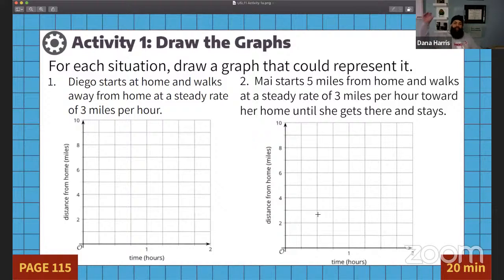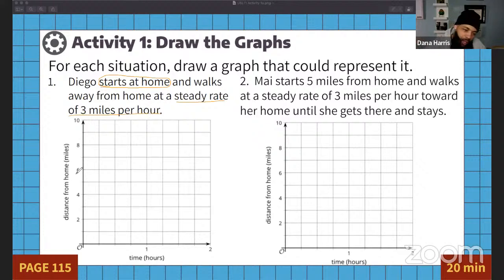Activity one. It says, for each situation, draw a graph that could represent it. Now, your graph may not be exactly like mine, but I want you to see some examples. It says Diego starts at home and walks away from home at a steady rate of 3 miles per hour. Let's look at this from a perspective of points on a plane. So he starts at home. He walks at a steady rate of 3 miles per hour. So that rate stays the same.